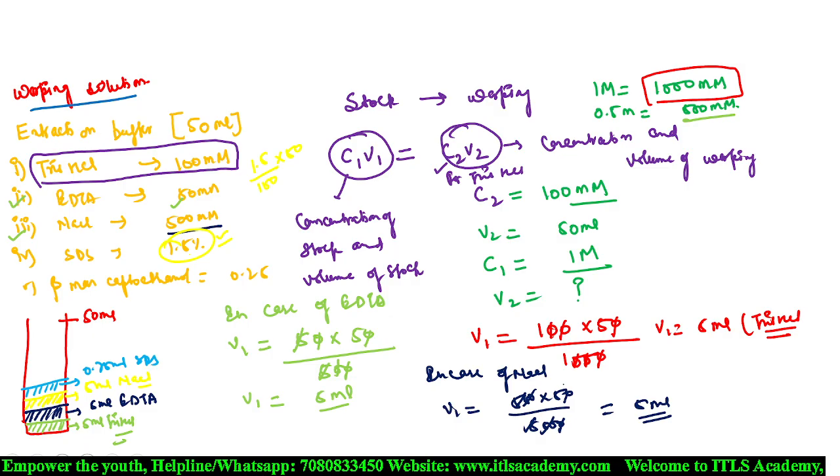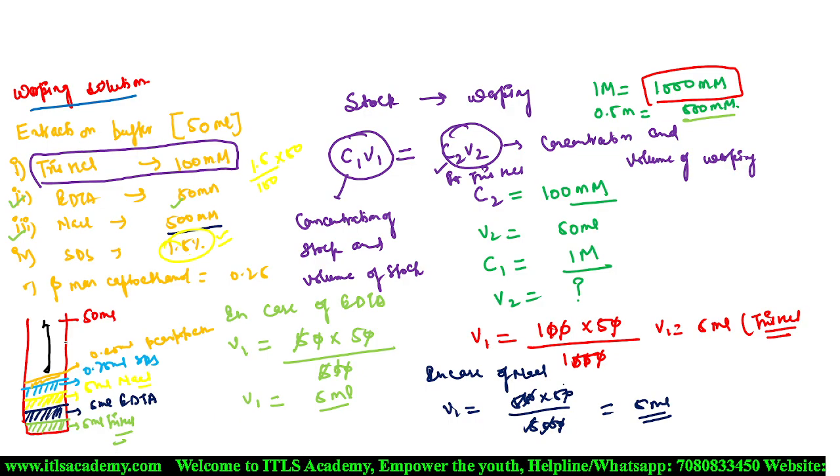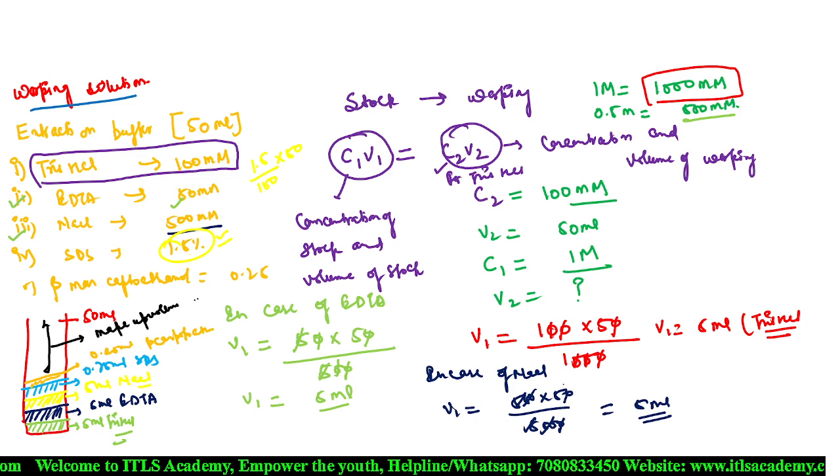SDS and 0.25 ml beta mercaptoethanol. After that, make the volume 50 ml with the help of distilled water.